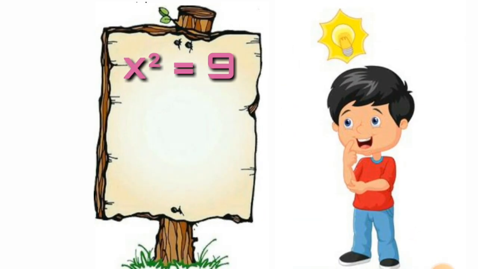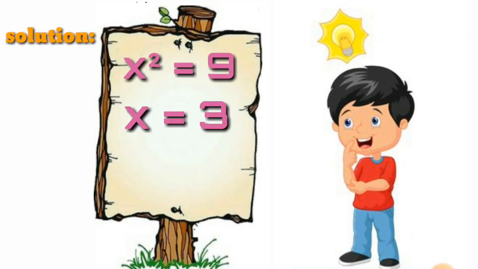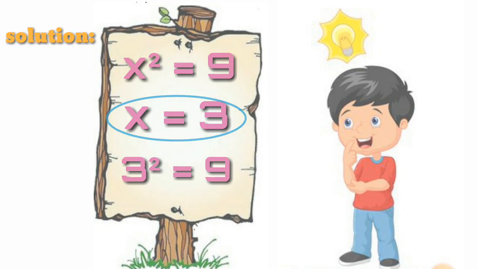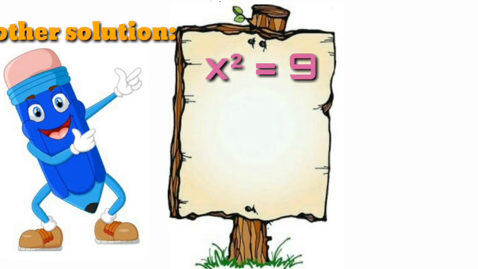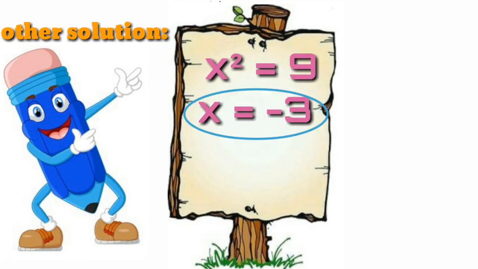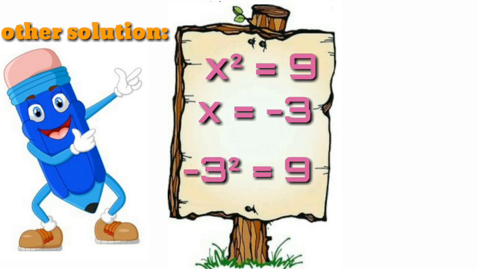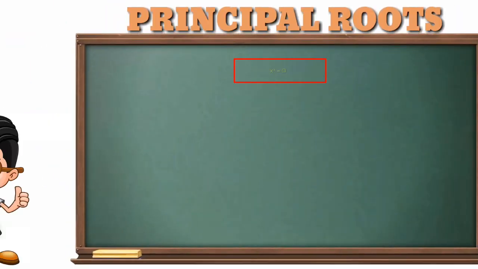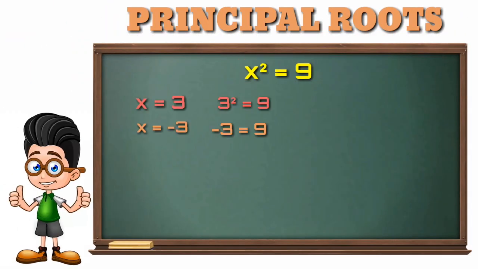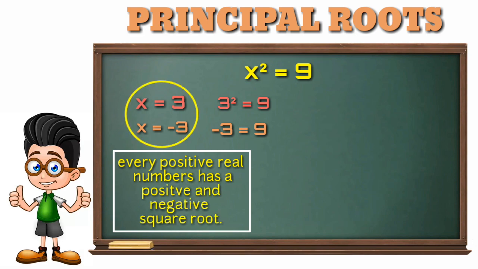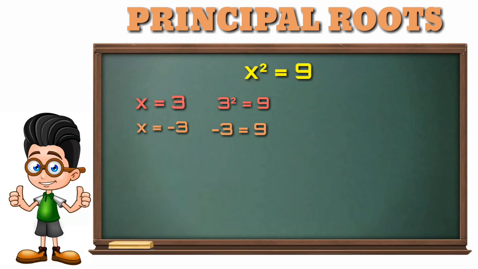So the solution of this situation is x is equal to 3 because 3 squared is equal to 9. But also x is equal to negative 3 is a solution because negative 3 squared is equal to 9. Therefore, x squared is equal to 9 has two solutions, a positive and a negative solution, because every positive real number has a positive and a negative square root.